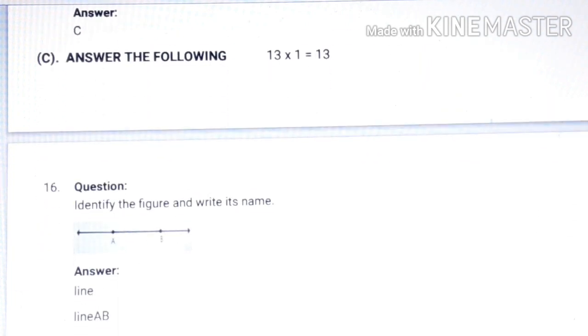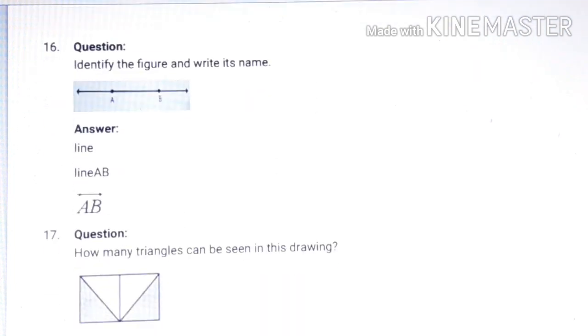Then C, answer the following. Number 16, identify the figure and write its name. So children, you can see on both sides there is an arrow. So what does it mean? It's a line. Okay, so you can name it as line AB or you can name it as AB with the line over it. Both ways are correct.